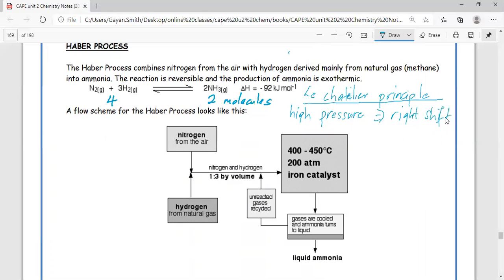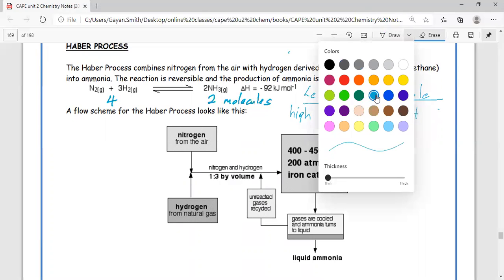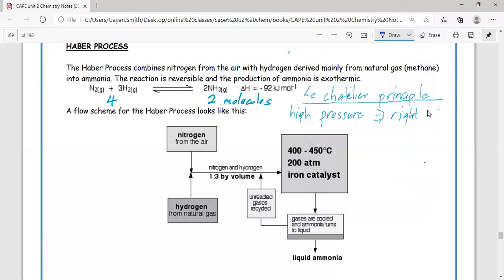The problem, however, with generating high pressures is that it takes a lot of money for you to develop the reaction vessels that are able to sustain those high pressures. So a lot of time, even though the Le Chatelier principle suggests that a high pressure would be good, we have to consider what is the economic cost of generating that high pressure. So I'll just make a note of that. So economic cost is great for generating that high pressure.